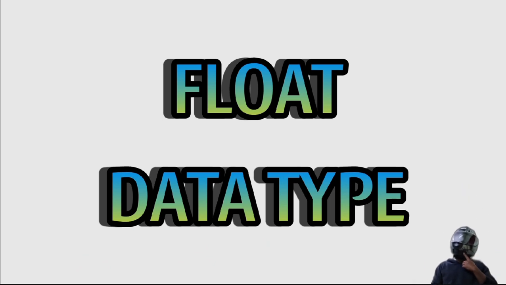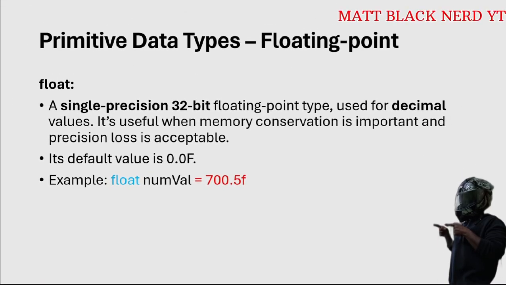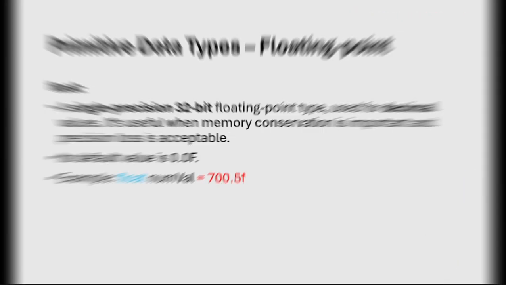What is a float data type? Float is a single precision 32-bit floating point type used for decimal values. It's useful when memory conservation is important and precision loss is acceptable. Its default value is 0.0f. In this example, numval is a variable of type float. The suffix f at the end of the number is necessary to indicate that the number is a float literal.